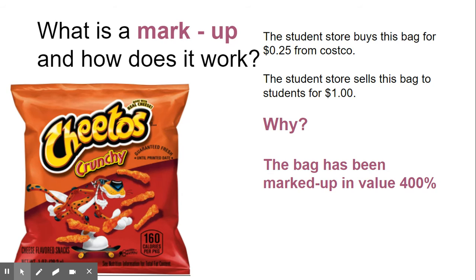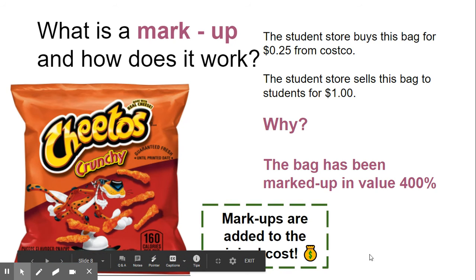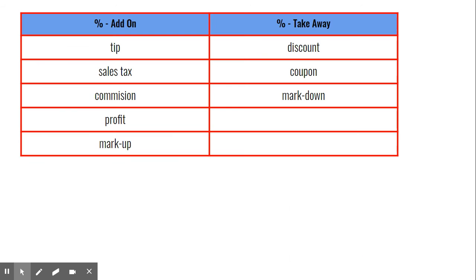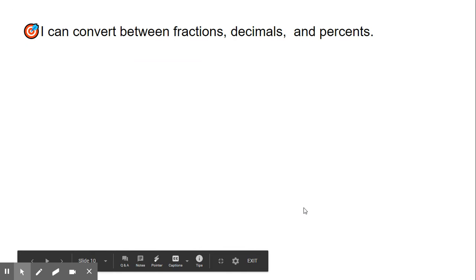So this is an example of markup. It's an increase in the price, and sometimes markups can be written as percentages. Don't forget, markups are added to the cost of that original price. And remember, again, the difference goes to the student store. So here are some percentages. And I just put them again in categories. When would we add money on? When would we take money away? So if you want to write this down, you can pause and do that at any time.